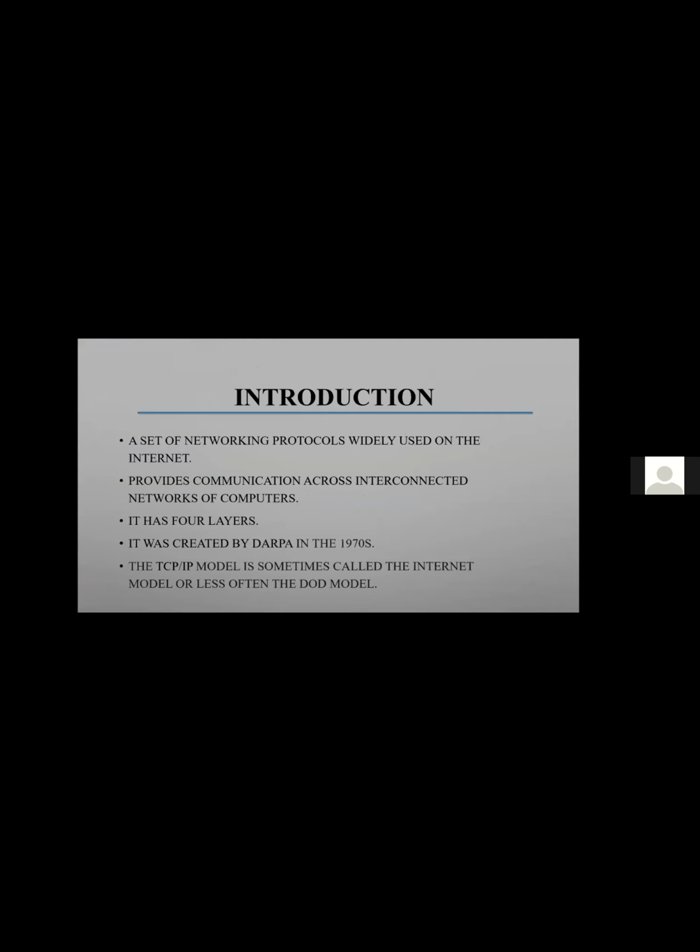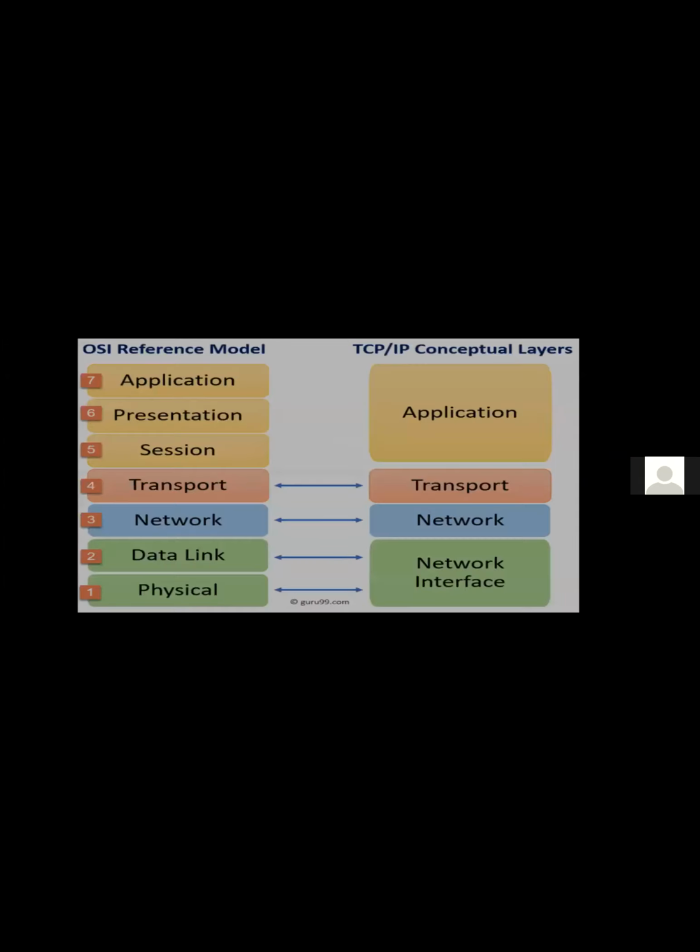Introduction. The TCP/IP model is a set of networking protocols widely used on the internet. It provides communication across interconnected networks of computers. It has 4 layers. It was created by DARPA in the 1970s. The TCP/IP model is sometimes called the Internet model or less often the DoD model. It has 4 layers: application, transport, internet, and network interface.